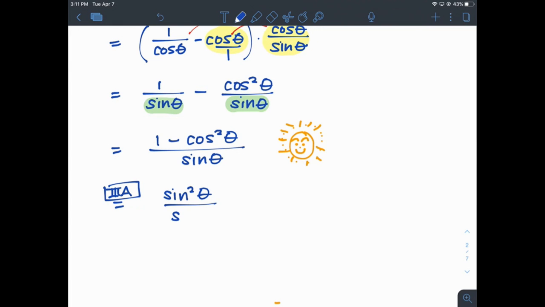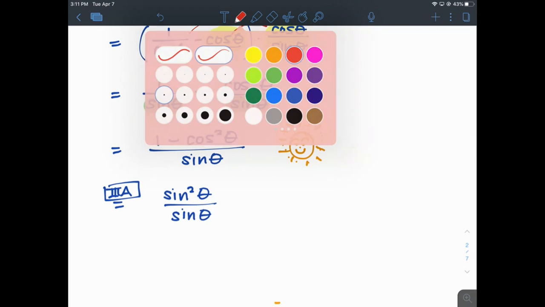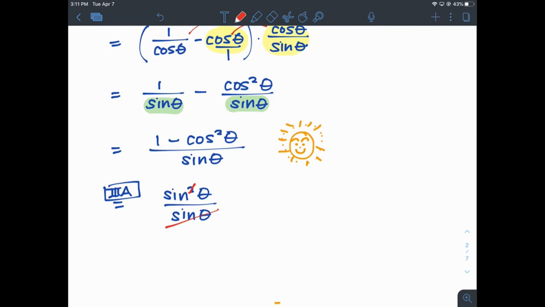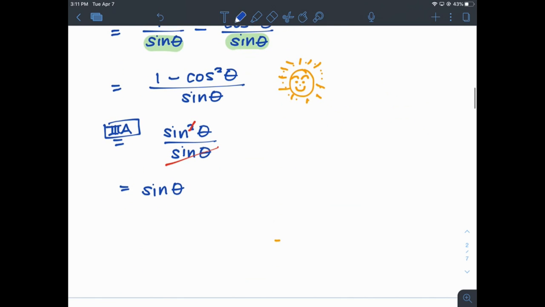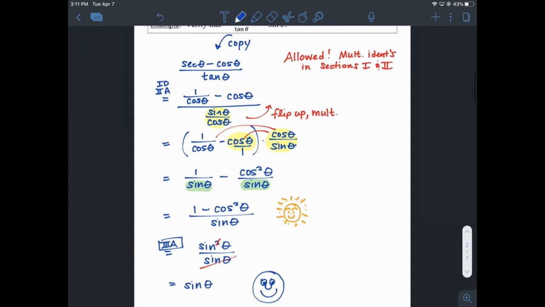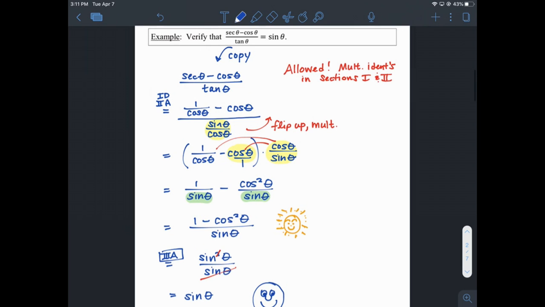Make sure you bring that denominator along. And then sine squared theta in the top and a sine of theta in the bottom. You can cancel one of them, and we get sine of theta, which was the goal on the other side. Smiley face, here we come. There he is. Okay, so this one was definitely longer, much longer than what we did yesterday.